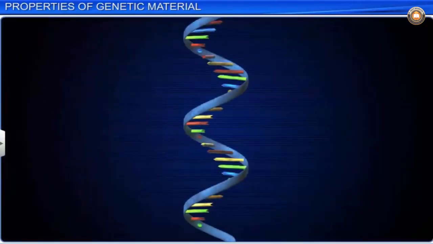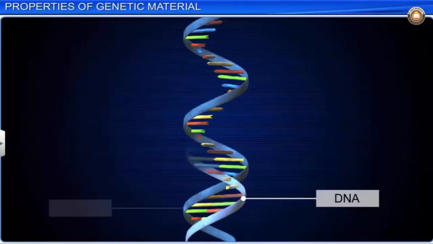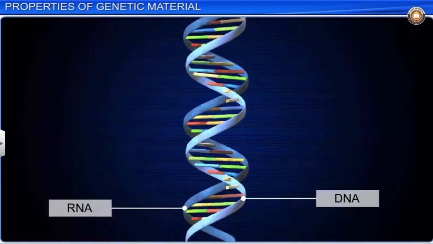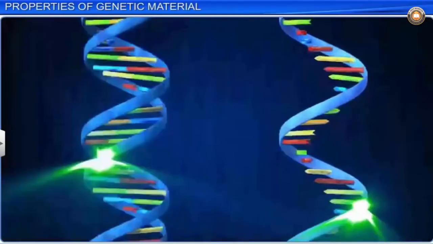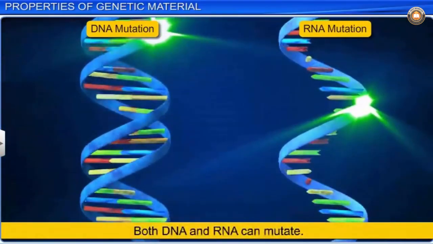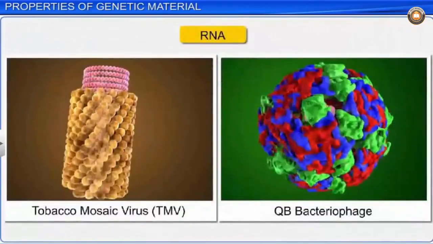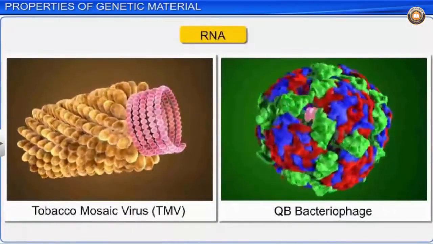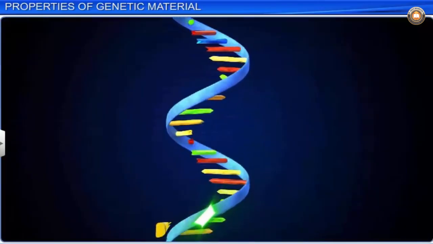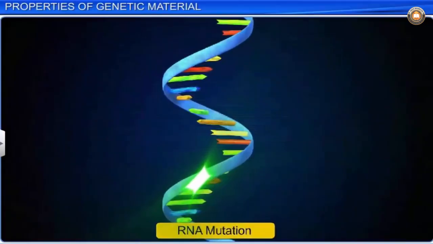For this reason, it is also said that DNA has evolved from RNA with chemical modifications, making it more stable and, as a result, a better genetic material. Yet, both DNA and RNA can mutate. However, viruses with RNA genome evolve faster by mutation due to the ability of RNA to mutate quickly on account of its relative instability.